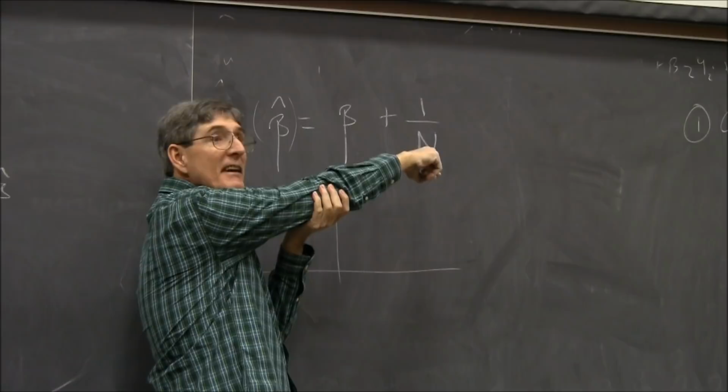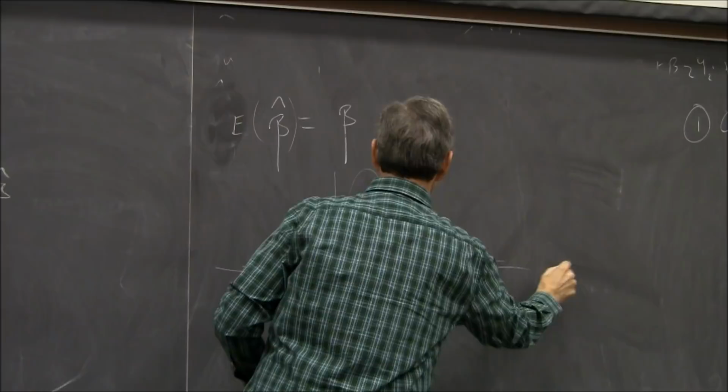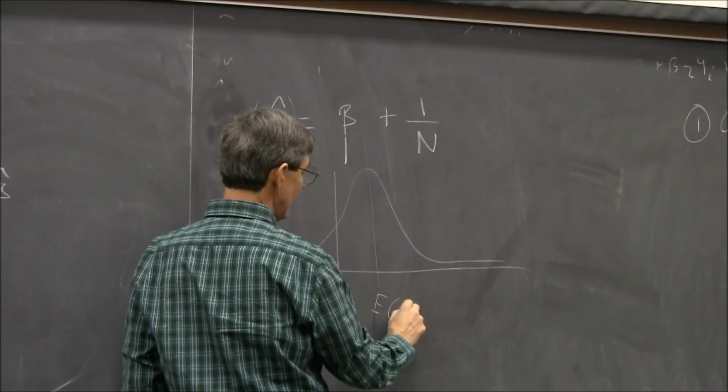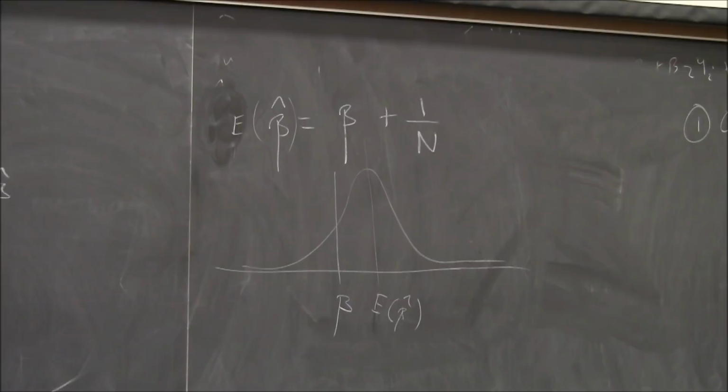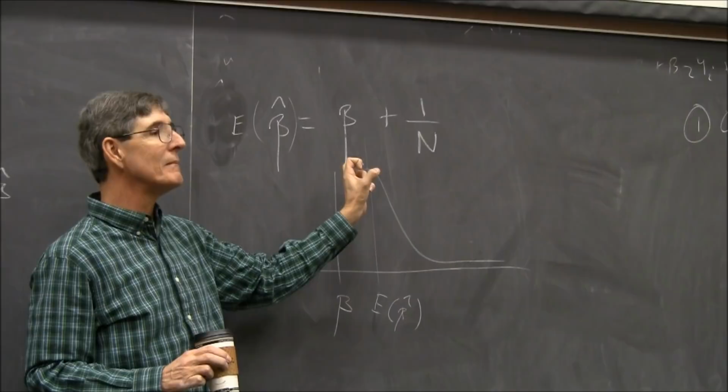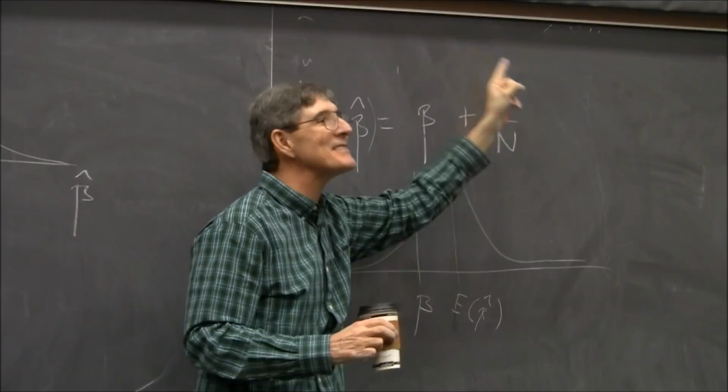So this estimator could look like this. There's the center, that's the expected value of beta hat, and that's the truth. That estimator in small samples is not okay. And the smaller the n, the worse the problem. Now this is the simplest way you can do consistency. This could be all kinds of different functions. What's important though is what happens as n goes to infinity?